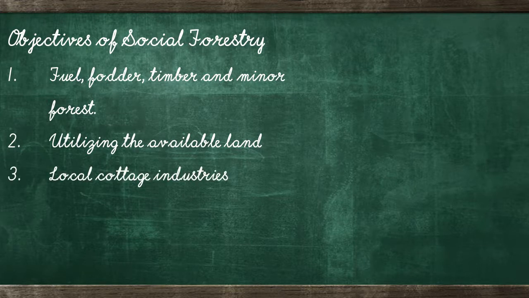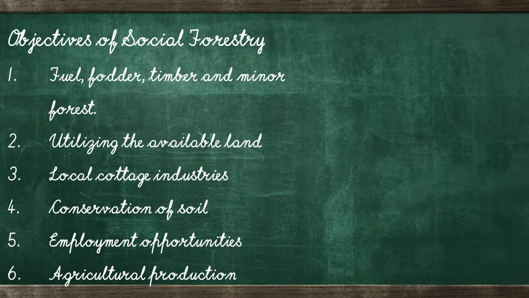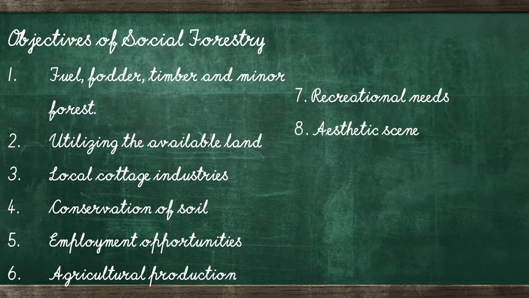It promotes local cottage industries by providing raw materials, providing efficient conservation of soil and water, providing employment opportunities to the rural people, increasing agricultural production by using cow dung as manure, fulfilling the recreational needs of the people, improving the aesthetic scene of the area, achieving all-round rural development as a part of the integrated rural development program.